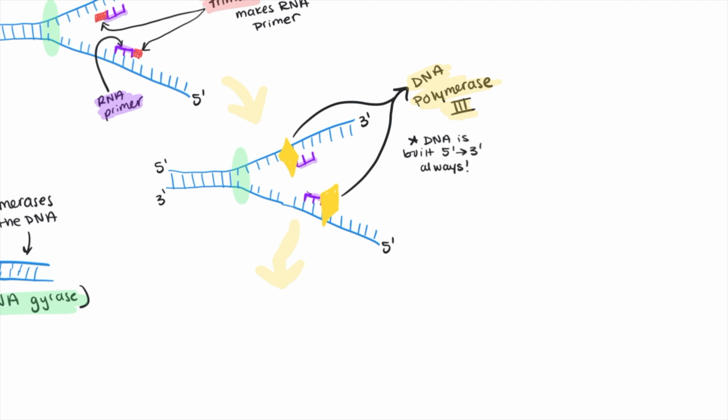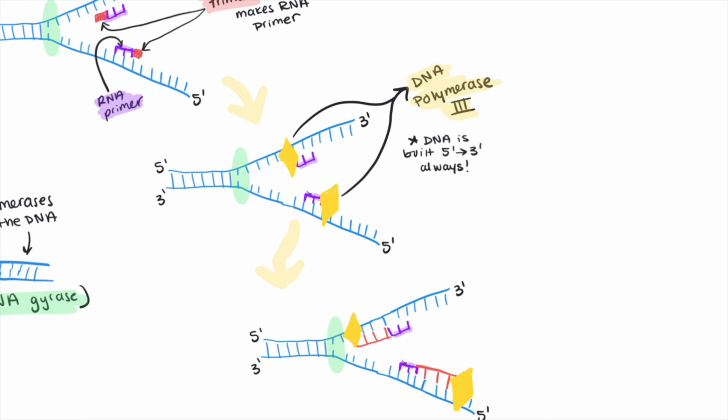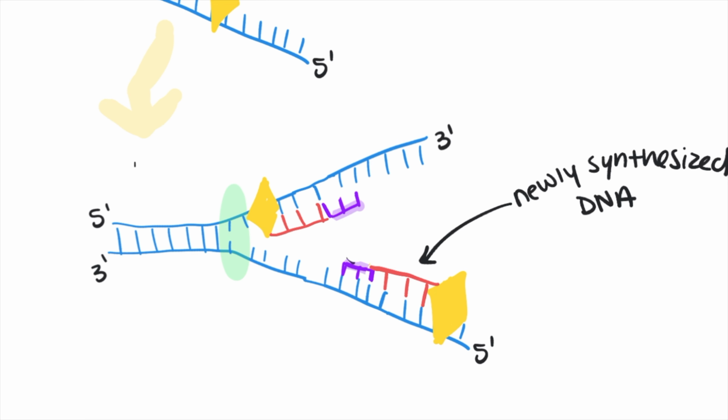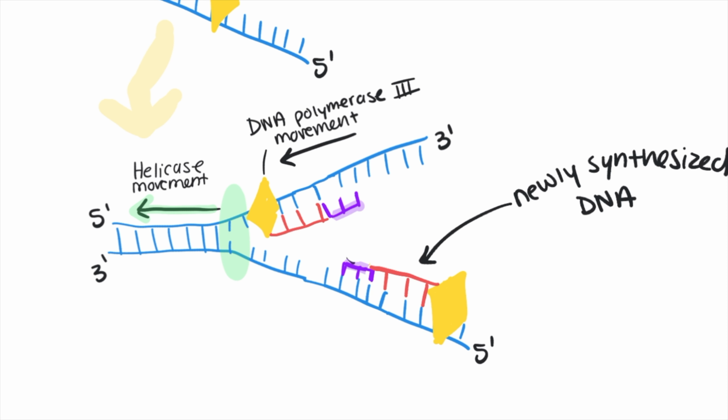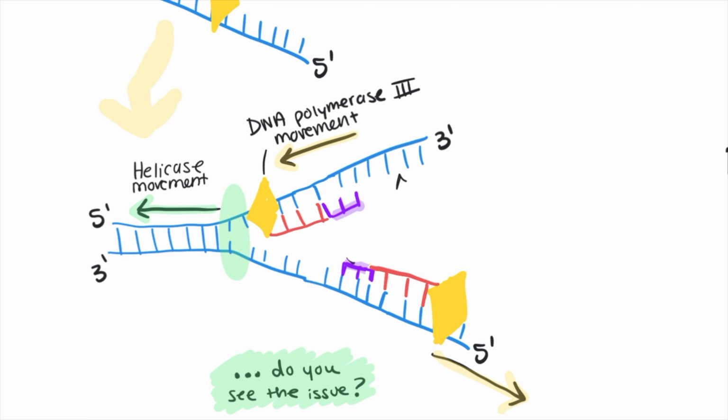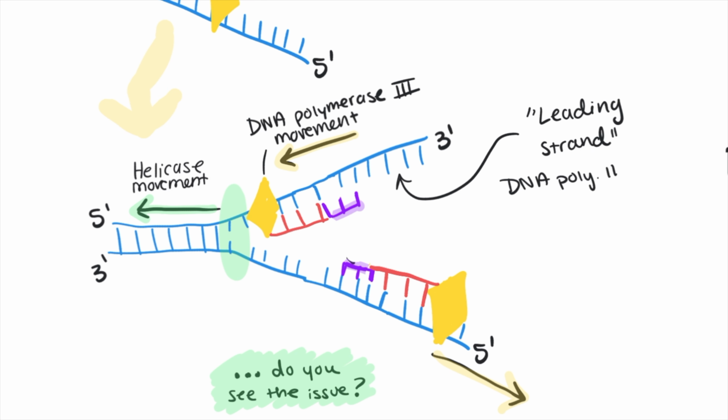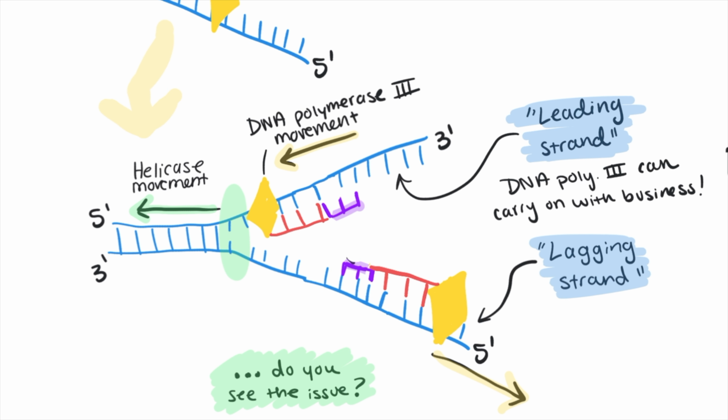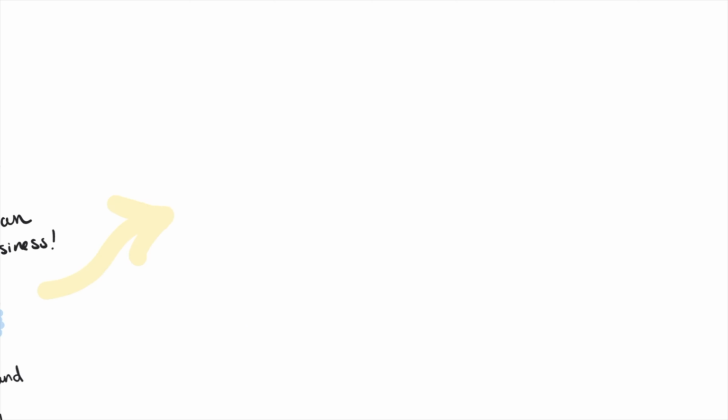Remember that DNA is always built in the 5' to 3' direction, which also means that the template strand is read in the opposite direction, 3' to 5'. Here's where things can get tricky. DNA is anti-parallel, so only one new strand, the leading strand, can be built continuously, following the direction of helicase. The other strand, the lagging strand, has to be made in fragments. These are called Okazaki fragments.